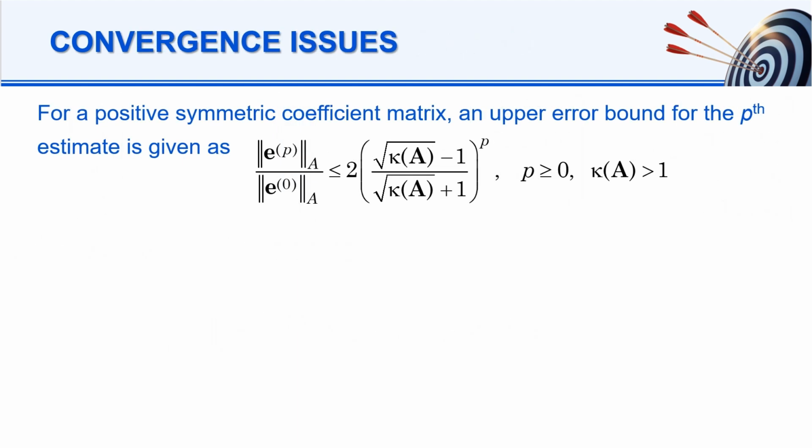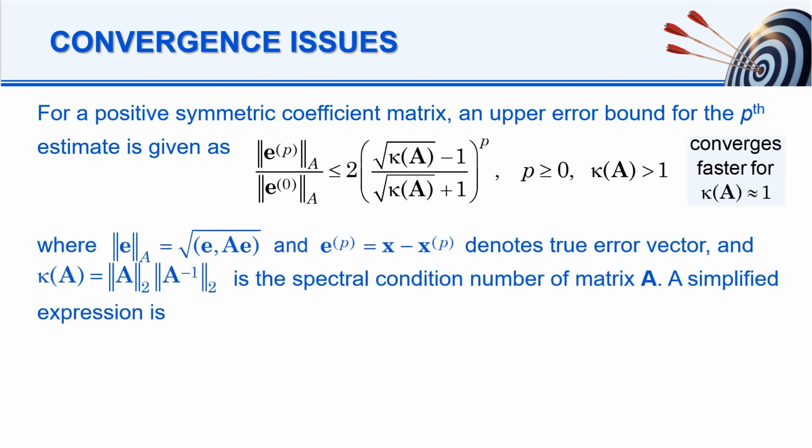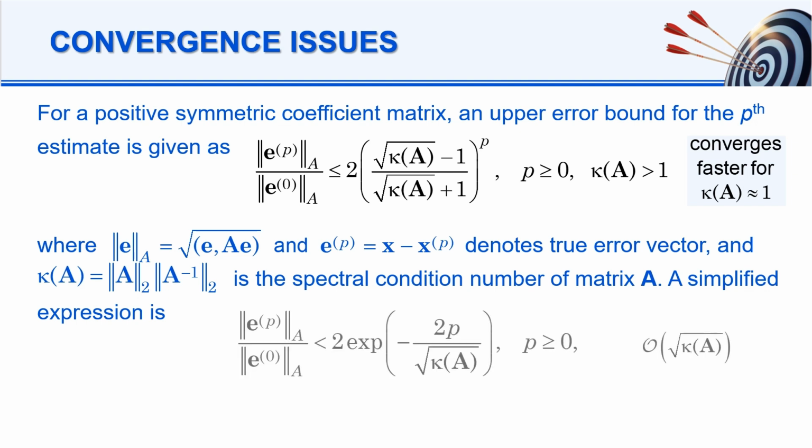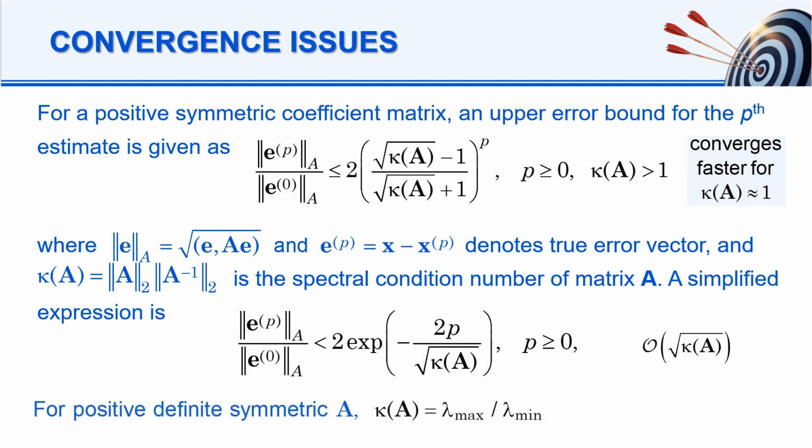For a positive symmetric coefficient matrix, an upper error bound for the pth estimate is given as follows. Where E denotes the true error, norm E is the spectral norm, and kappa A is the spectral condition number. A simplified expression for the error bound is reduced to the following. And for positive definite symmetric A, the condition number is the ratio of the maximum to minimum eigenvalue.